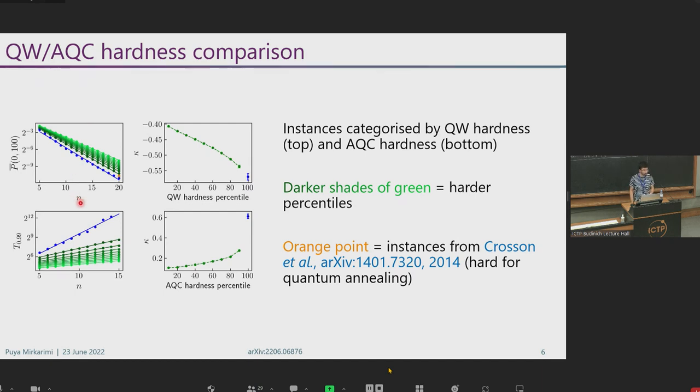And in the bottom, we show similar plots for AQC. This time we're plotting the AQC duration for AQC hardness percentiles. We get similar results, with the main difference being that the 99th percentile instances scale considerably worse than the rest of the percentiles, which is to be expected. And the implication of this is that a hybrid strategy involving AQC would be particularly beneficial for solving these instances.